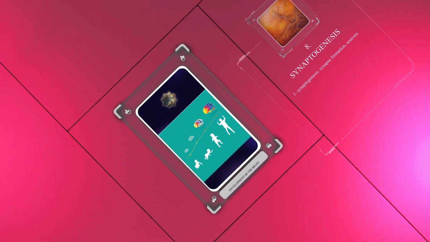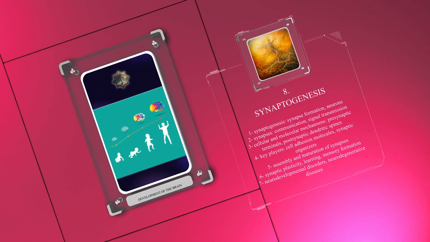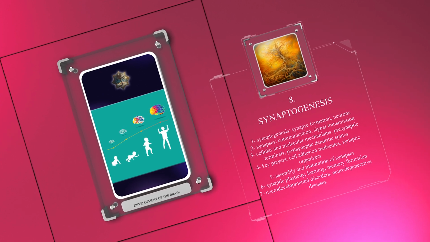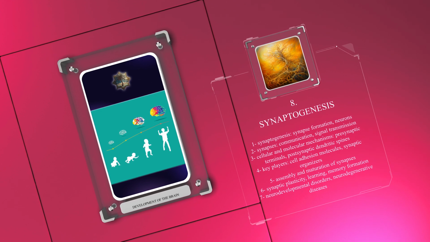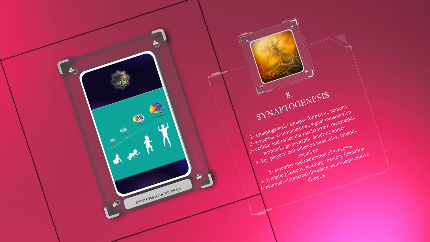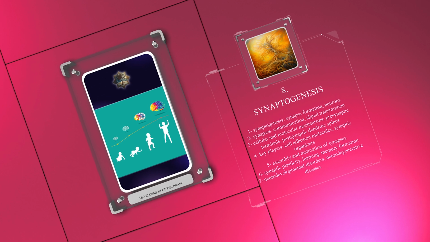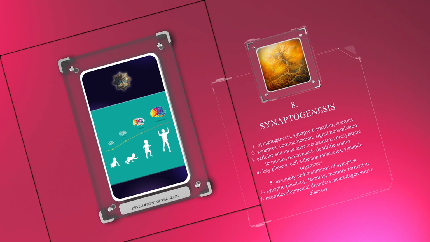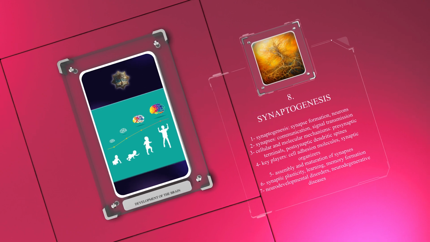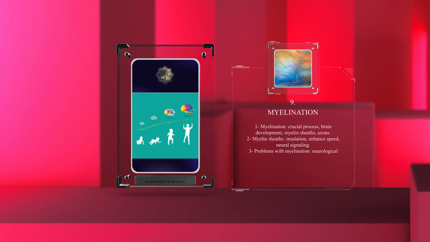In the section on synaptogenesis, we will explore the remarkable process of synapse formation between neurons. Synapses are specialized junctions that allow for communication and signal transmission. This dynamic process involves complex cellular and molecular mechanisms, leading to the development of presynaptic terminals and postsynaptic dendritic spines. Many key players, such as cell adhesion molecules and synaptic organizers, guide the precise assembly and maturation of synapses. Understanding synaptogenesis is crucial for studying synaptic plasticity, learning, and memory formation, as well as for understanding neurodevelopmental disorders and neurodegenerative diseases.